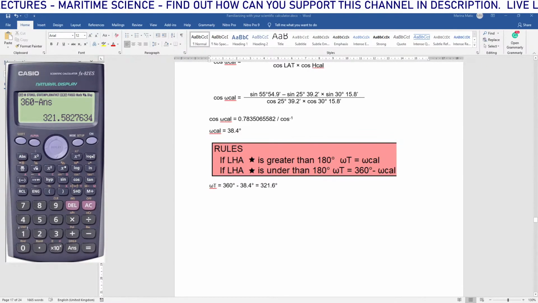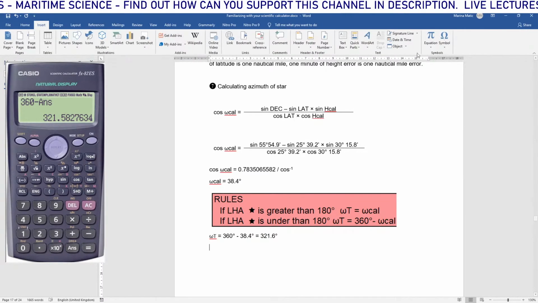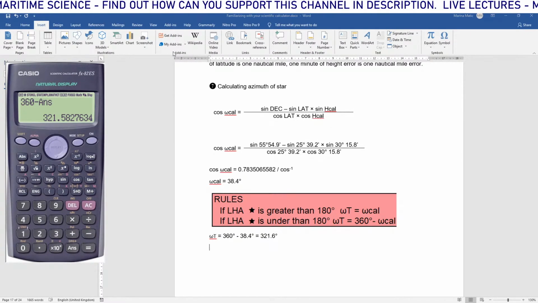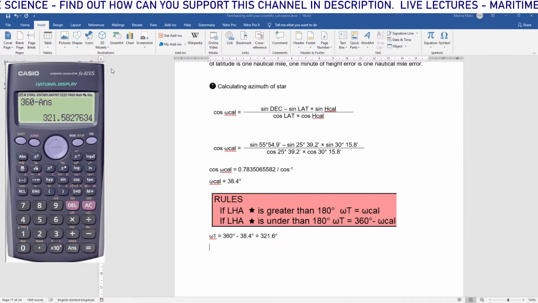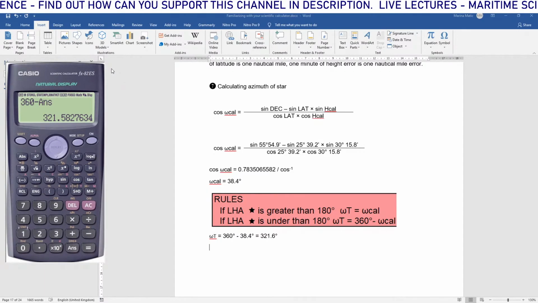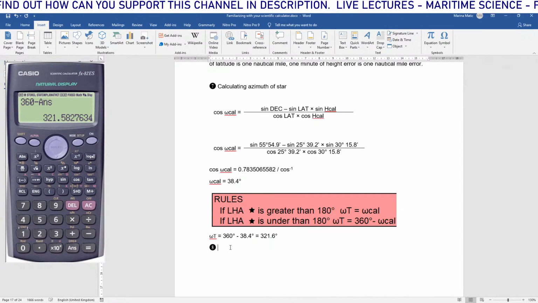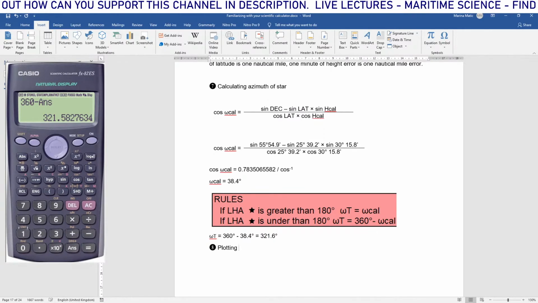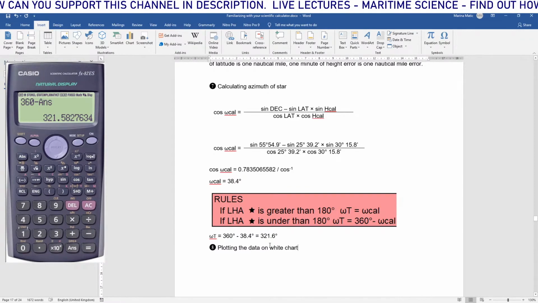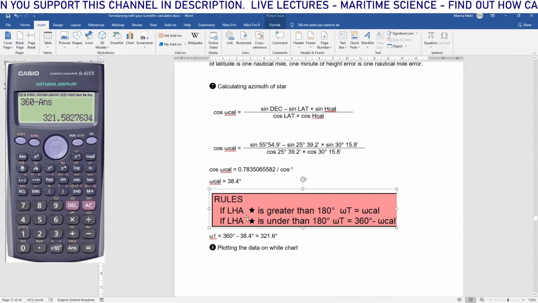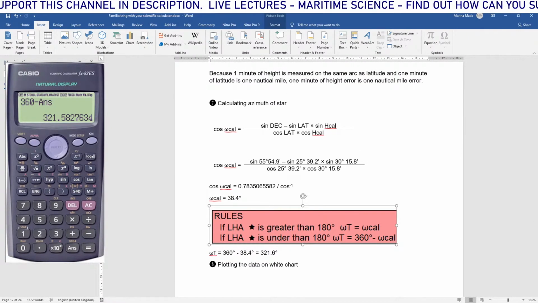After I have this, step 8 would be plotting the data on the Y chart. I need to make this better. And that is the procedure for a known star.